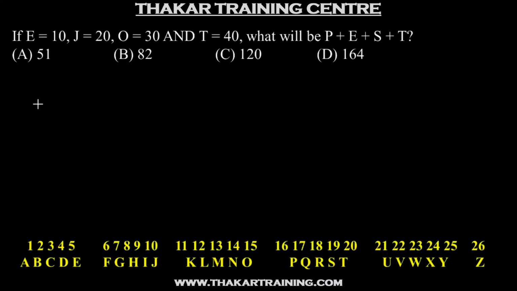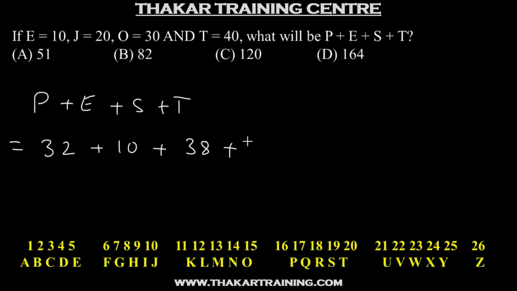So P plus E plus S plus T should be equal to, the position of P is 16, so its value will be 32. E is already given to us as 10. S is at position 19, so its value will be 38. T is at position 20 and its value is already given to us as 40. So this on adding gives us 120. So the answer will be option C.